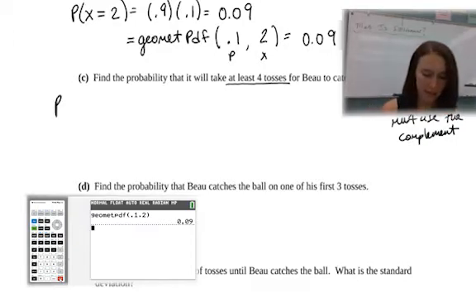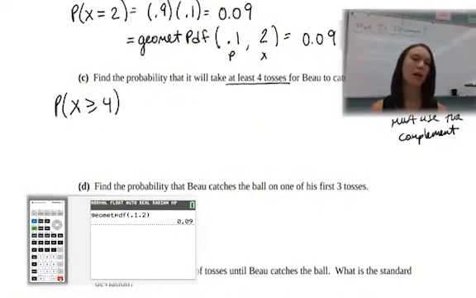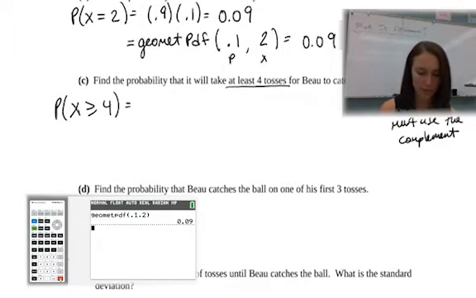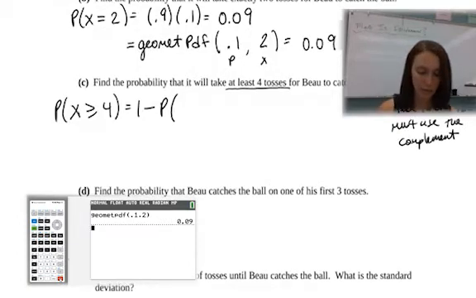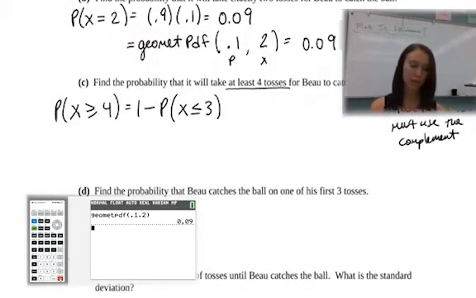So probability of at least 4 is x is greater than or equal to 4. This is another one where theoretically that could take forever. We have to use the complement. So 1 minus the probability of, what's the opposite of greater than or equal to 4? Well, it's going to be less than or equal to 3. Because 4 was included in this case, we want to not include it in the complement.